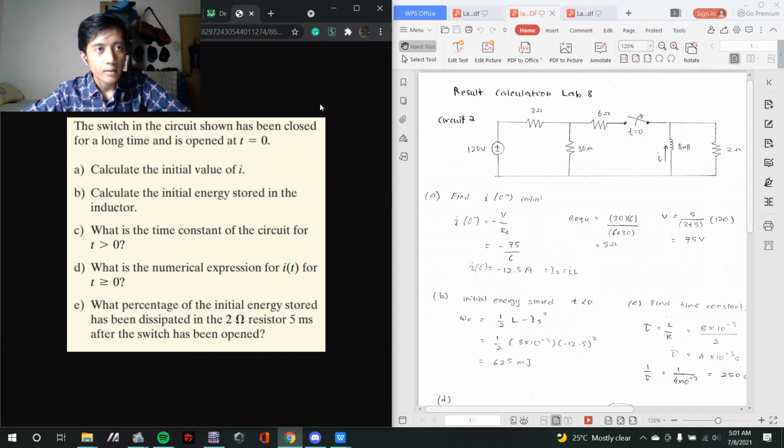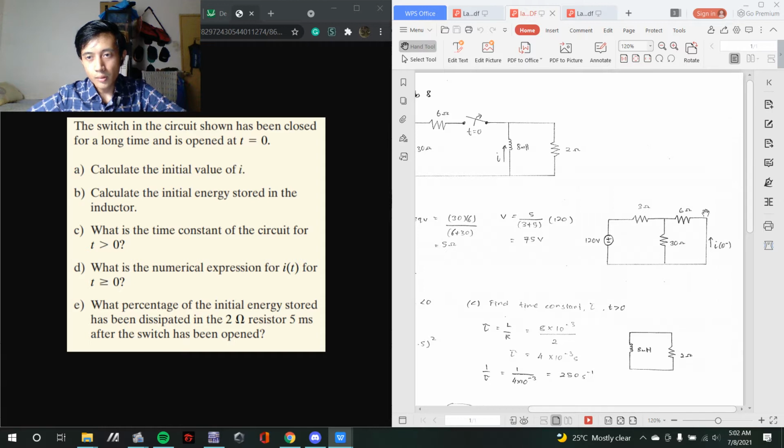The question stated that the switch in the circuit shown has been closed for a long time and it is opened at t equals 0. So in this circuit, the switch is closed for a long time, and then at t equals 0, the switch will be opened. Initially, when the switch is closed, it is in a steady state. So let's move on to finding the initial value of the current.